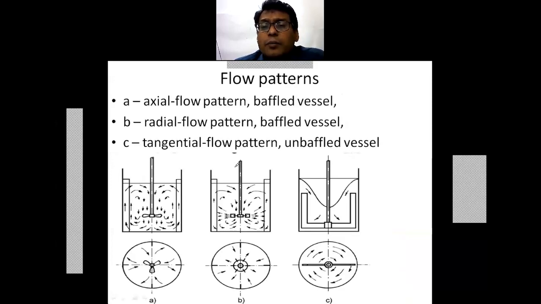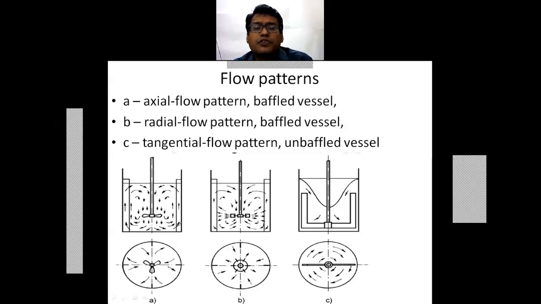Now actually coming to the flow pattern. The generated flow patterns are primarily distinguished into the axial flow pattern and the radial flow pattern, and the third one is the tangential flow pattern in case of an unbaffled vessel. Whenever you talk about the axial flow and the radial flow pattern, that is concerned with the baffles. Now what are the baffles?